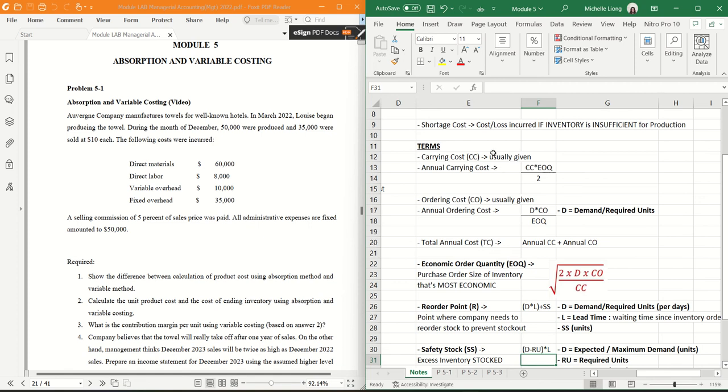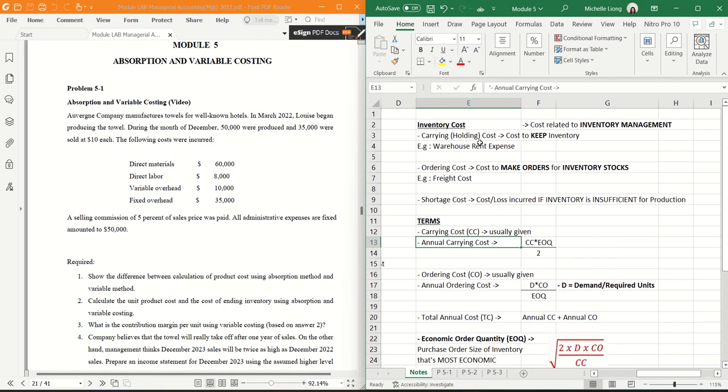So the first one is carrying costs, which is usually given in the problems. The second one is annual carrying costs, and for annual carrying costs, you need to calculate that with CC, or carrying cost, times EOQ. EOQ is economic order quantity, and then you divide it by 2, and you get the annual carrying cost. Okay, so carrying cost is the cost to keep the inventory.